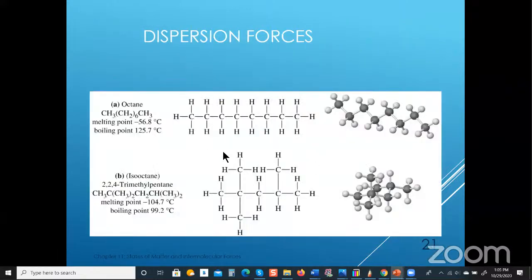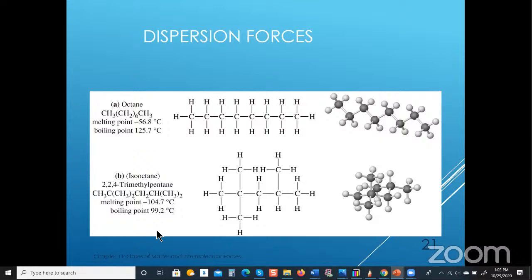Now, going back to the PowerPoint slide here, the example that is used is of organic molecules. Here we have two organic compounds, octane and isooctane. If you look at these two, they have the same molecular formula, the same carbon and hydrogen count. But the difference between them is how they're structured. In the case of octane, it's simply a chain of carbon atoms, and the carbons are bonded to each other and to hydrogens.